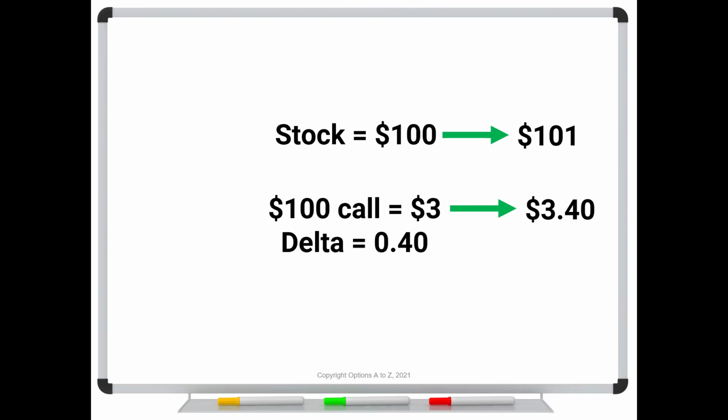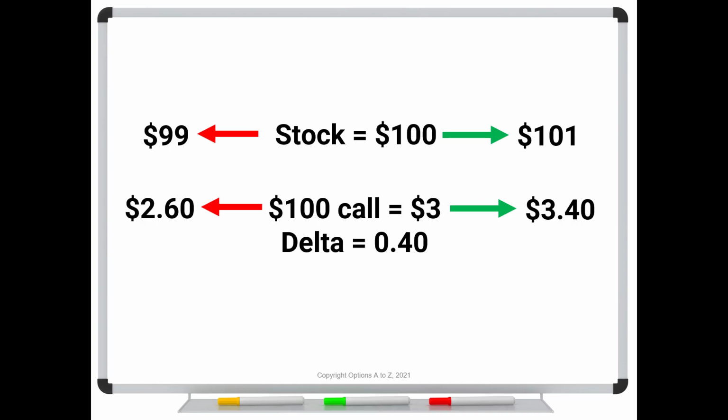Obviously, the same relationship occurs to the downside. If the stock had instead fallen $1 to 99, that option's not going to fall a full dollar. It's going to move 40% of that, and therefore would lose about 40 cents and be trading for about $2.60. So again, a lot of the reason for these mathematical relationships is surrounding the idea that delta is the rough probability for the option to be in the money.